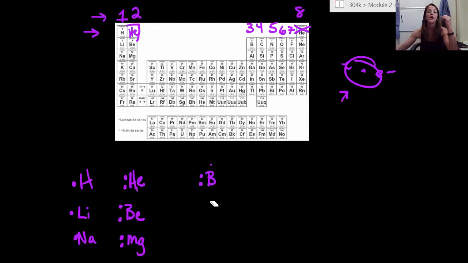It doesn't matter where you go, but you just have to be consistent. Oh, you need to erase. And you can only have 3 total. So we have 2 together and then 3 on the outside. We would do the same thing for aluminum, and then so on and so forth, okay?